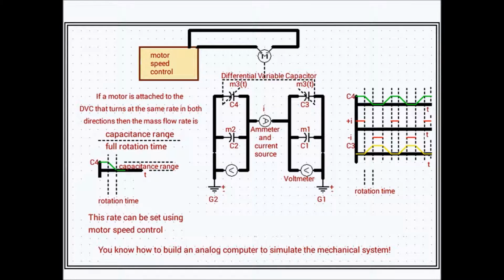So the complete circuit is shown here with an ammeter and current source combination represented by the symbol between the M1 and M2 capacitor blocks. Each block has its own independent voltmeter to measure the analog of velocity. Going through the waveforms, we can see how the simulation should proceed. We'll start, say, with the capacitor C4 at its maximum value.